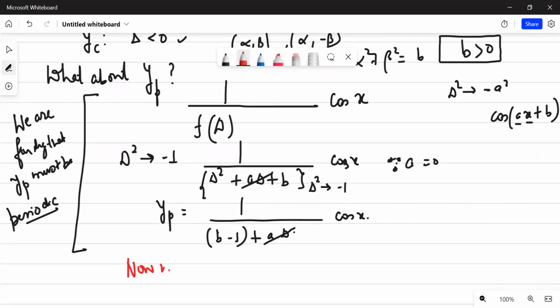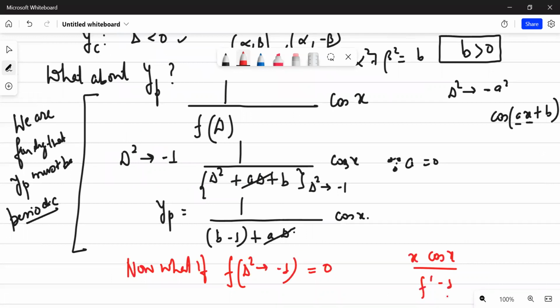Now, what if f of D squared, when replaced by minus 1, becomes 0? If it becomes 0, then the particular integral would be found by multiplying by x and then writing this. And if it happens this way, then this is not a periodic function.